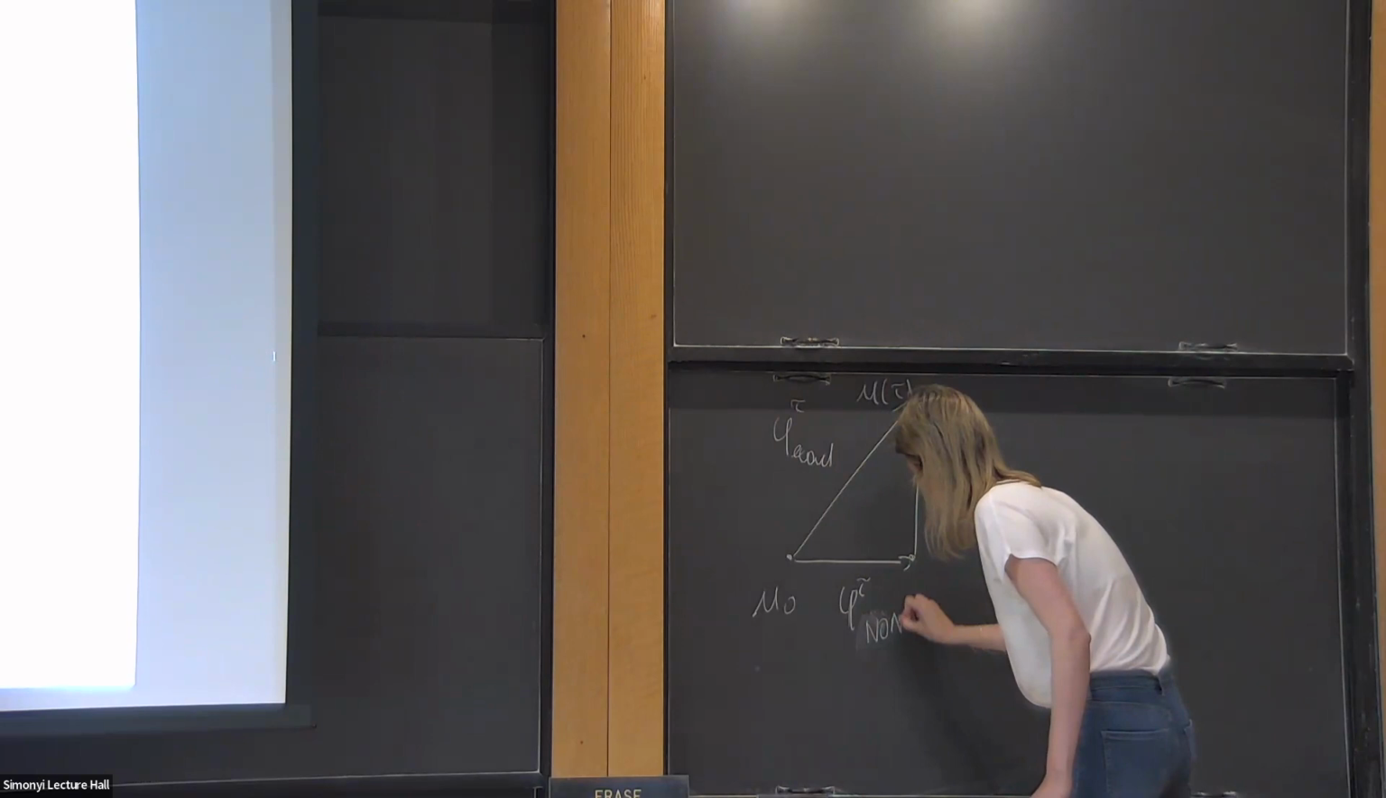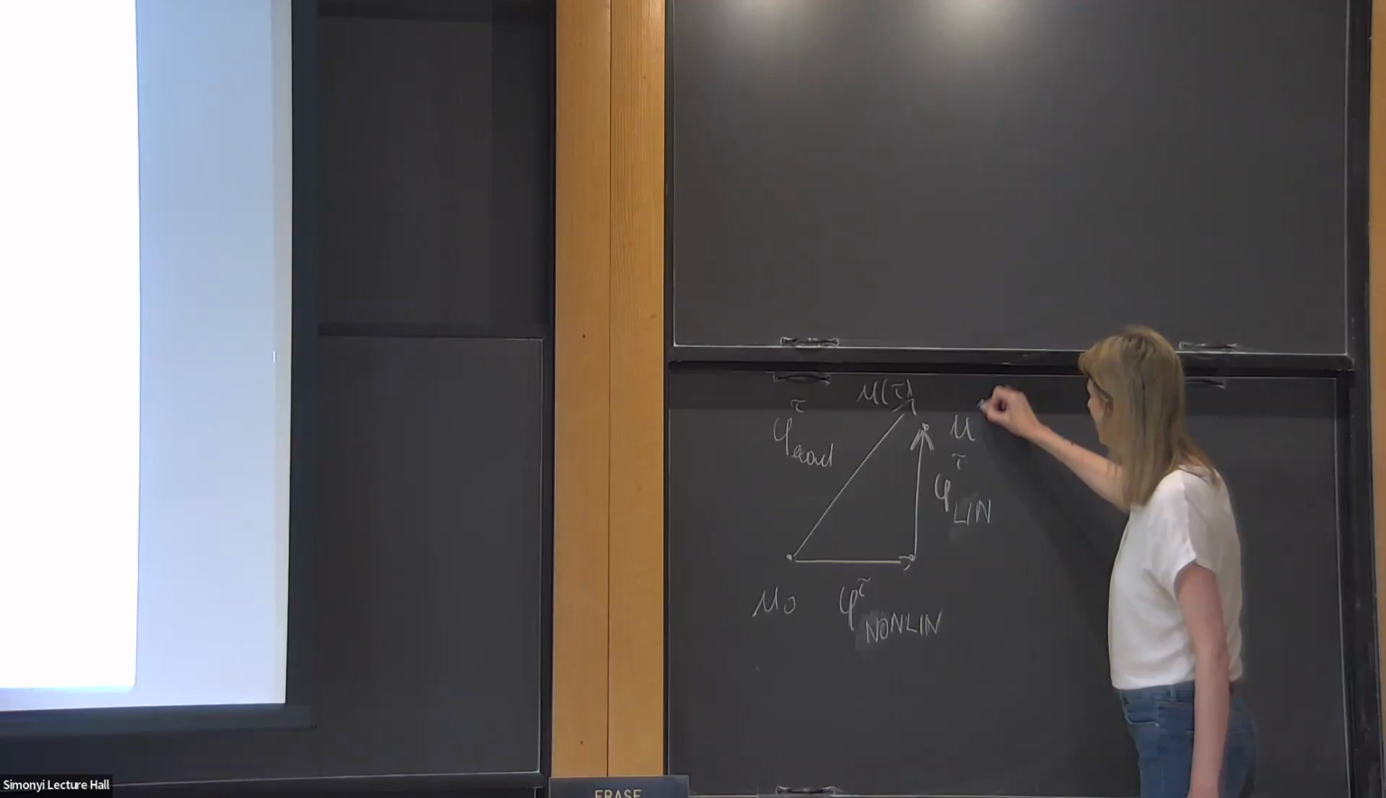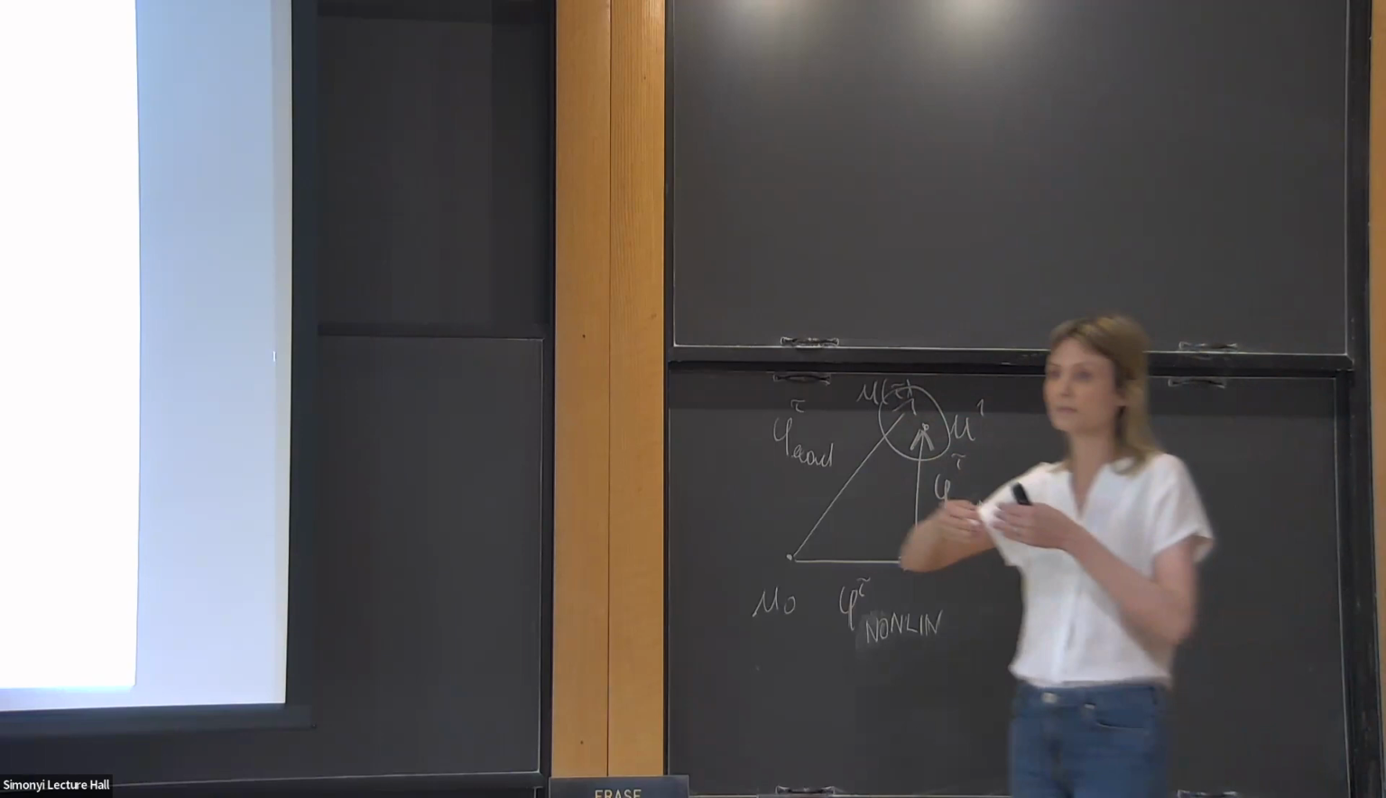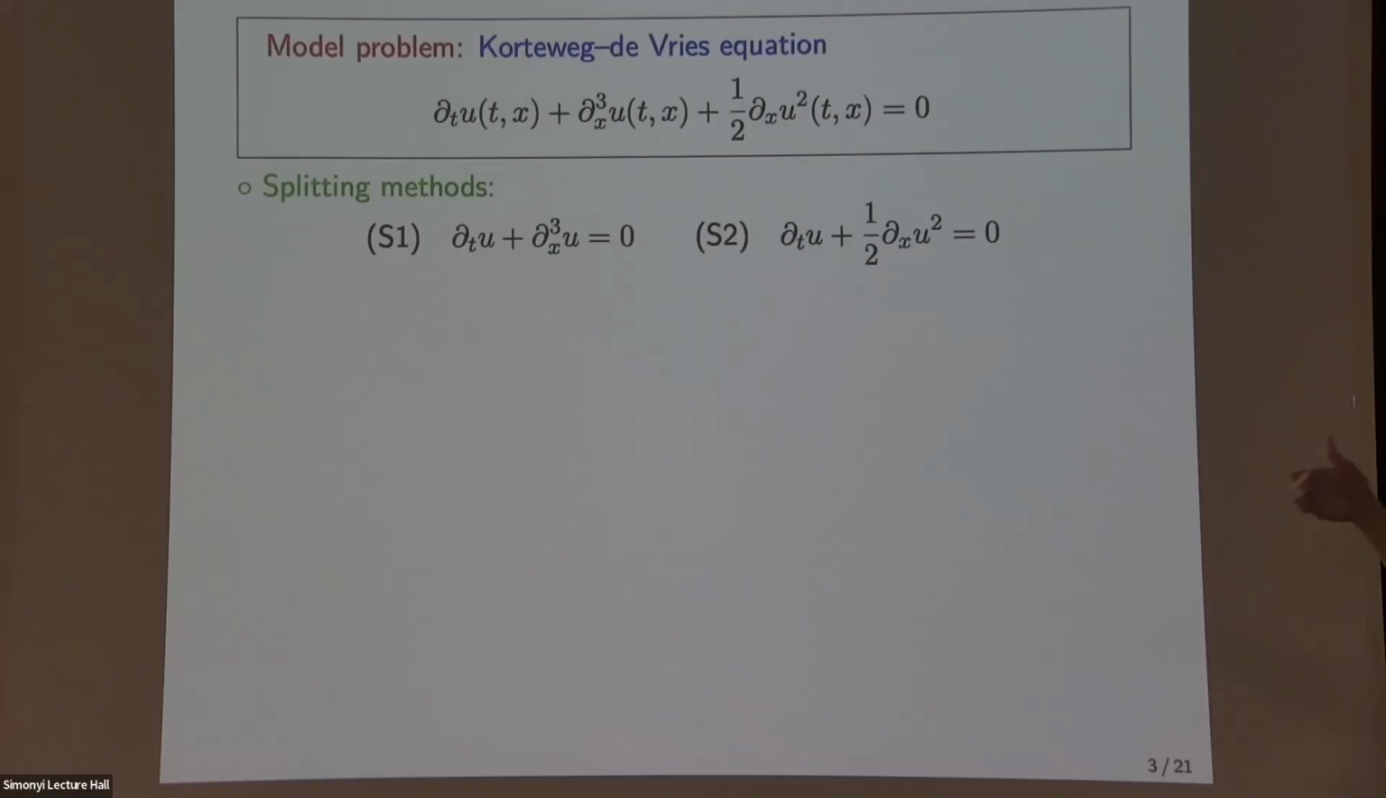And then, of course, the question: you end up somewhere here, and this would be u1. So this is the numerical solution after one step. And of course, what we want to know is how close we are to the exact solution. Not only after one step, but if you want to solve the PDE on zero to capital T, we have to iterate. And this is the so-called Lie splitting method.